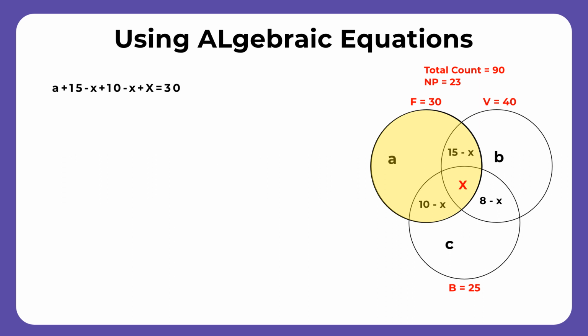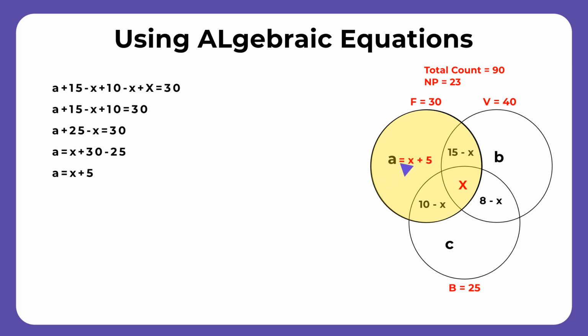Let's simplify this equation. A + 15 - x + 10 = 30. Keep simplifying. A + 25 - x = 30. A = x + 30 - 25. Now we have the value of A. A = x + 5.